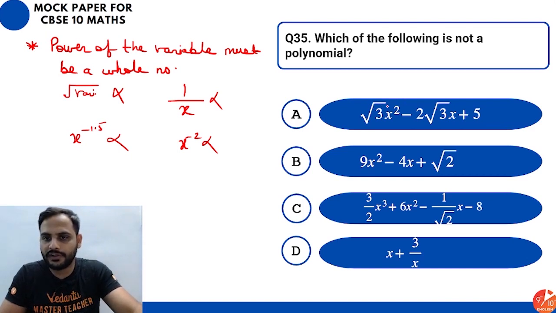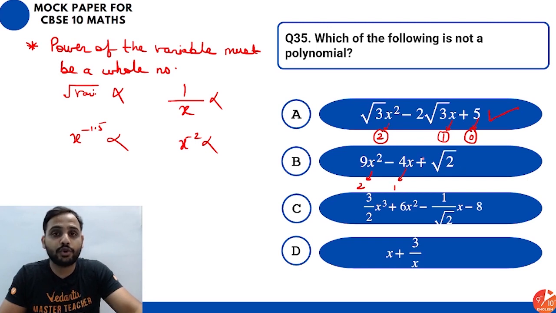First thing, you'll see root 3 x square. X square is outside the square root. Power of the variable is 2. Power of the variable is 1 because it is outside the square root. Constant term power is 0. 2, 1, 0. All are whole number powers. It is a polynomial.